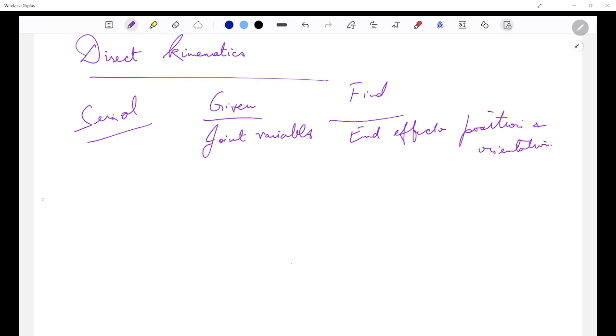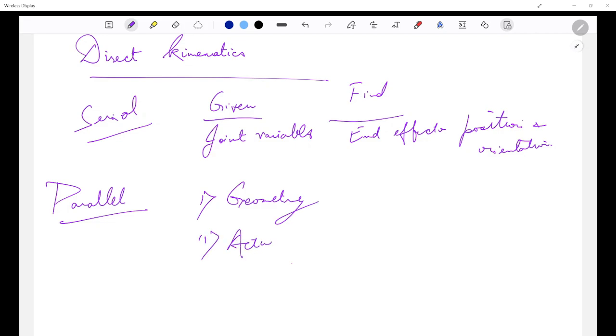But things are not the same in case of parallel robots. In case of parallel robots, you are given the geometry of the robot and the actuated joints, meaning which joints are actuated. Then what you try to find out are the passive joints and the output pose of the concerned link.